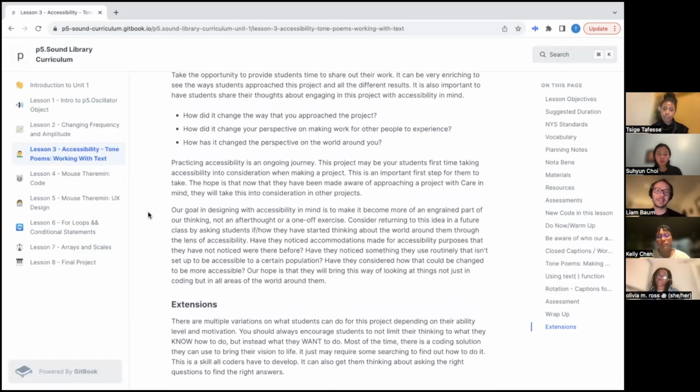So the idea of care became a central idea throughout this unit specifically, that we are designing with care, we are making decisions with care, and that care needs to take into consideration the people who are going to use our code, because ultimately that's what the coding is about. So code doesn't exist in a vacuum.